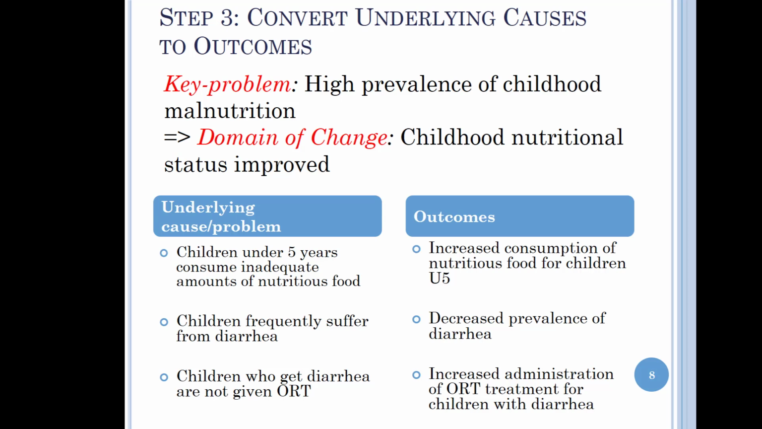Another example of another underlying cause would be children frequently suffer from diarrhea. An outcome on the solution tree would be that there is a decreased prevalence of diarrhea in that area.